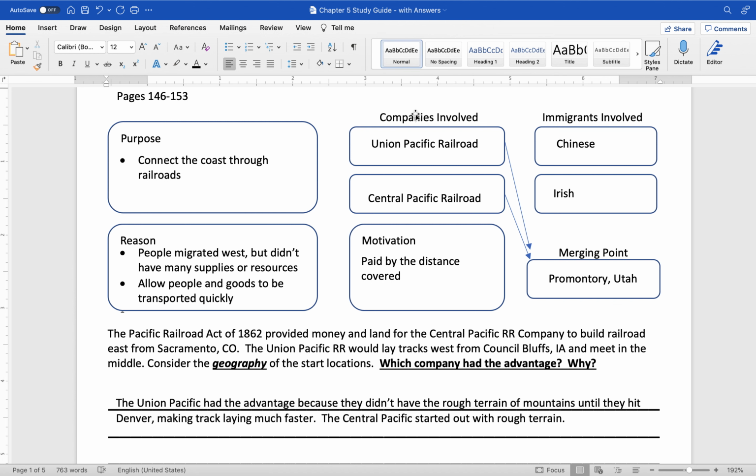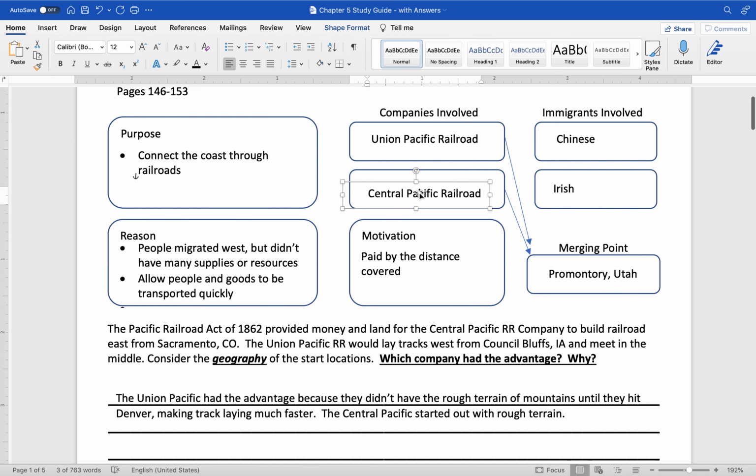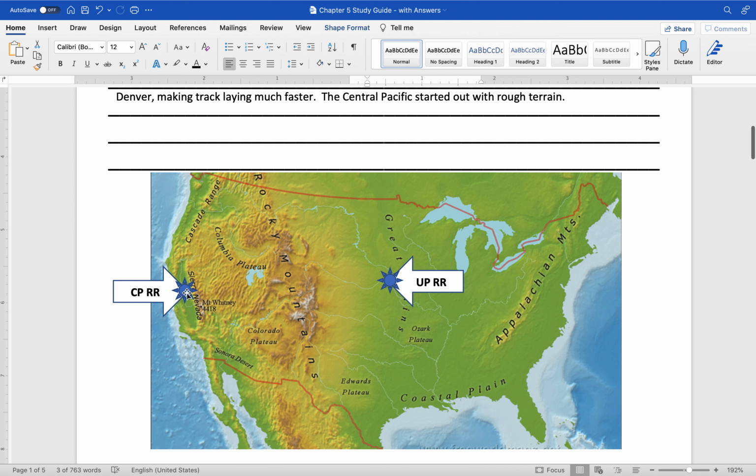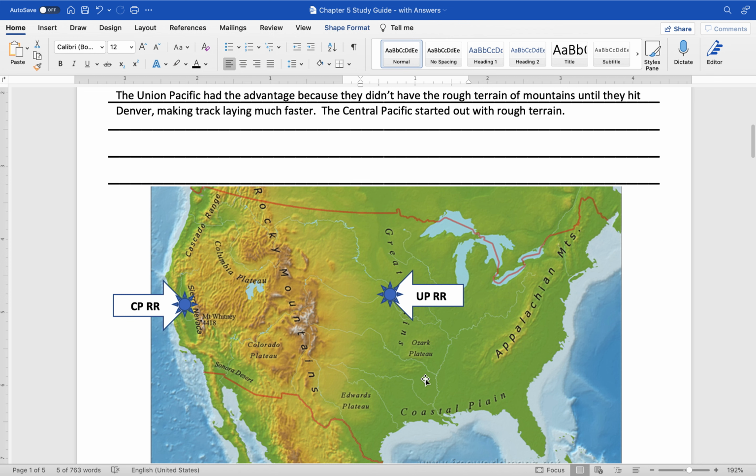Two different railroads involved. So for companies involved, we have the Union Pacific Railroad and Central Pacific. Pacific is in both names. One is in the middle, Central, and one is Union Pacific. So the Central Pacific should have been in the center. That would make sense. But if we look at the map down here, Central Pacific actually started out on the far west coast, and the Union Pacific started in the middle. Doesn't make a whole lot of sense. So Union Pacific, Central Pacific, they're motivated because they got paid by the amount of ground they covered. So the more ground they covered, the more they get paid.